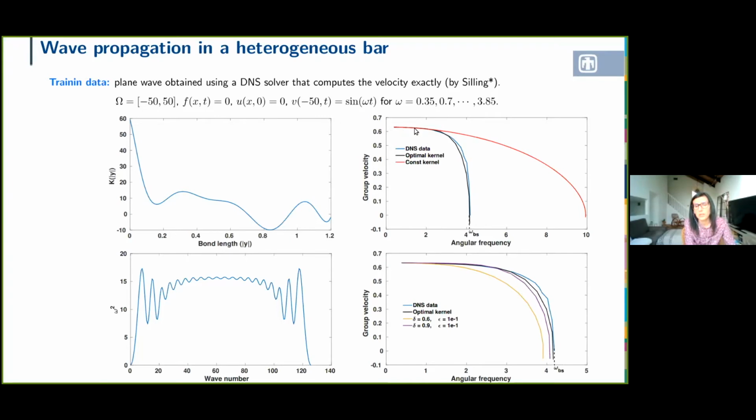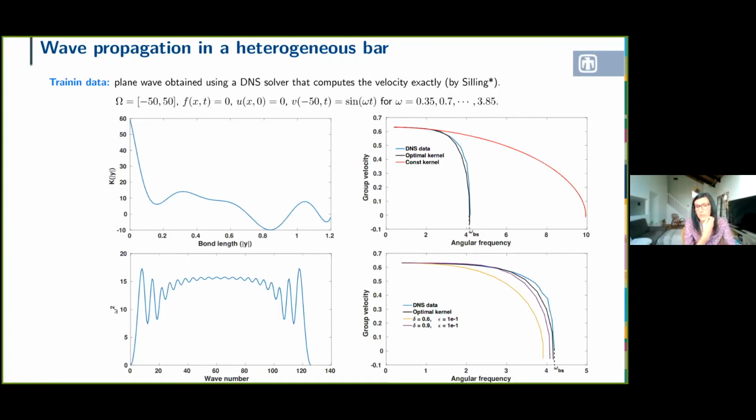This is the group velocity associated with a constant kernel introduced by Stuart Silling for this type of problems. And as you can see, while this constant kernel, which was designed to catch the behavior at zero of the group velocity, behaves perfectly for low frequencies, it doesn't catch what's called the band gap. So at some point, the group velocity becomes zero. And this means that for values of omega that are bigger than this value around 4, waves don't travel anymore. While by using this kernel, waves will travel. And I'll show you an example of this.